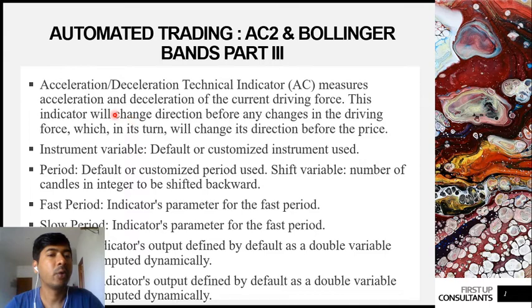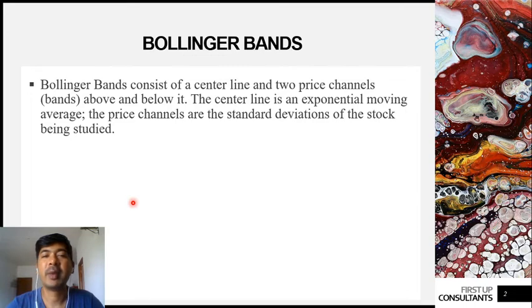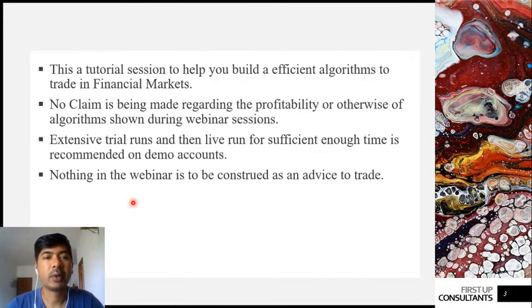I hope you are now well familiar with these parameters and the technicality of the acceleration, decelerator, oscillator, and you can do a bit of Google search also if the need arises. This is the Bollinger Band, and this is also a pretty simple indicator to work with.